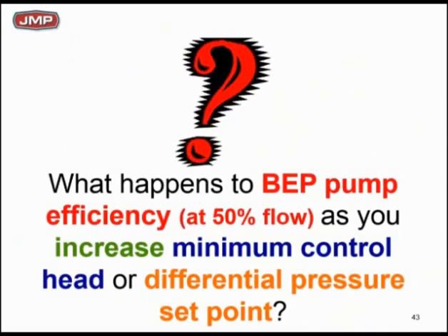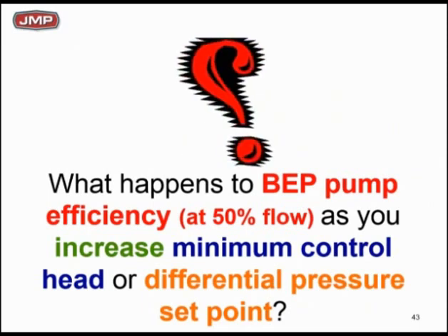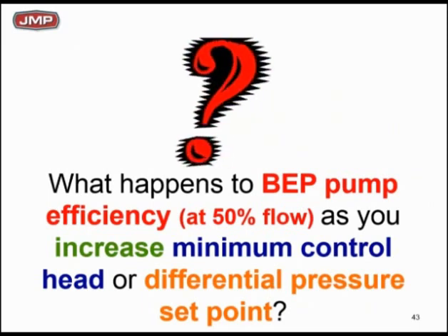So another question. What happens to this best efficiency pump? What happens to the efficiency of my pump at half flow? We just said we don't run 100% load, 100% flow all the time. Maybe only 1% of the time heating or cooling is maxed out. We say we really live around 50% load, and we're going to assume around 50% flow the majority of the time.